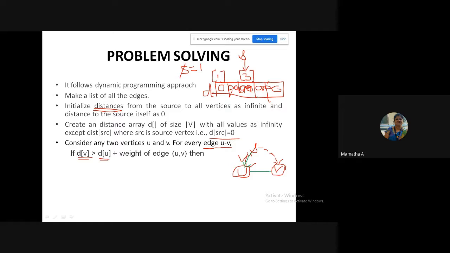Yes, even this will also give me the path of reaching S to V. If dV is greater than du plus weight of the edge UV, then update dV as dV equal to du plus weight of the edge UV.